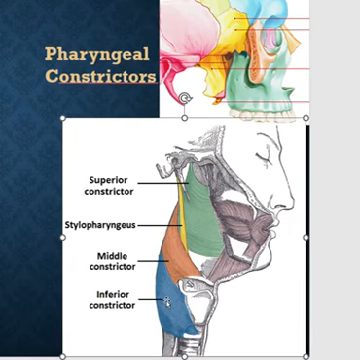Then talking about the inferior constrictor, this one originates from the oblique line of the thyroid cartilage, also known as the thyropharyngeal part. It also originates from the cricoid cartilage, also known as the cricopharyngeal part. Then it inserts at the median pharyngeal raphe, but not all parts of it; it only inserts at the thyropharyngeal part. Then it blends inferiorly with the circular esophageal fibers, talking about the cricopharyngeal part.